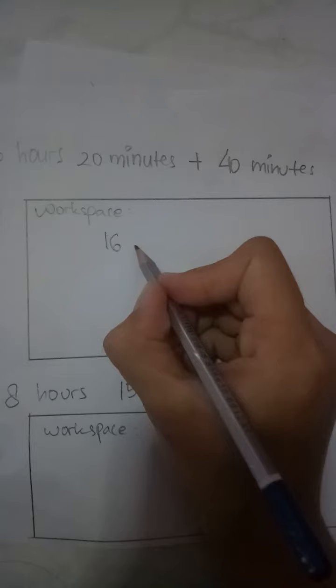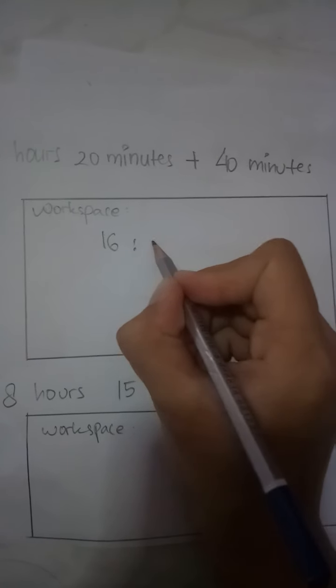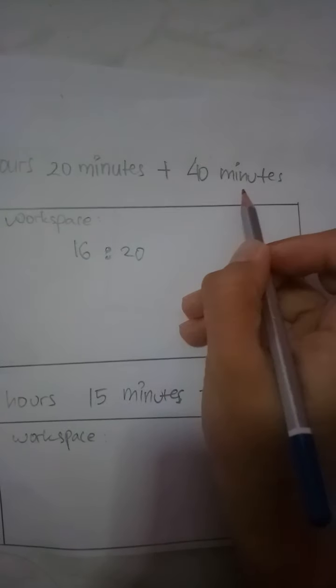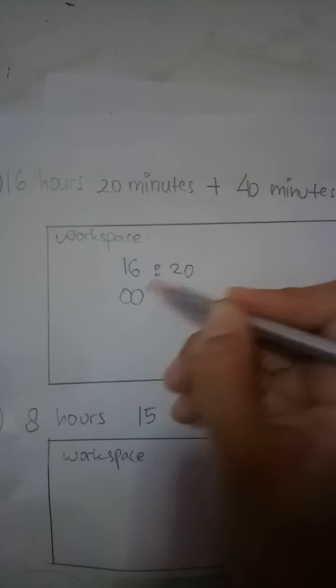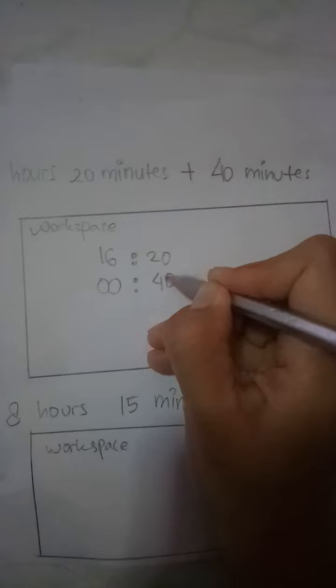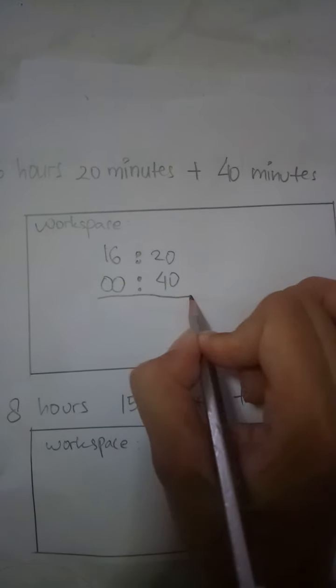This is hours, and then 20. No need to write hours or minutes, okay? Just make this one. After that, for this one, 50 minutes, no half hour. So you just make 0, 0 because no half hour, and then make it 40. Okay, after that, you can add directly.